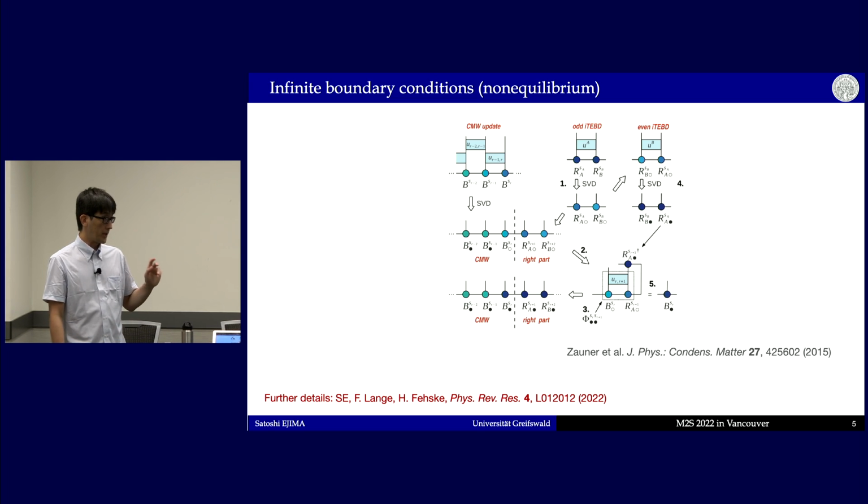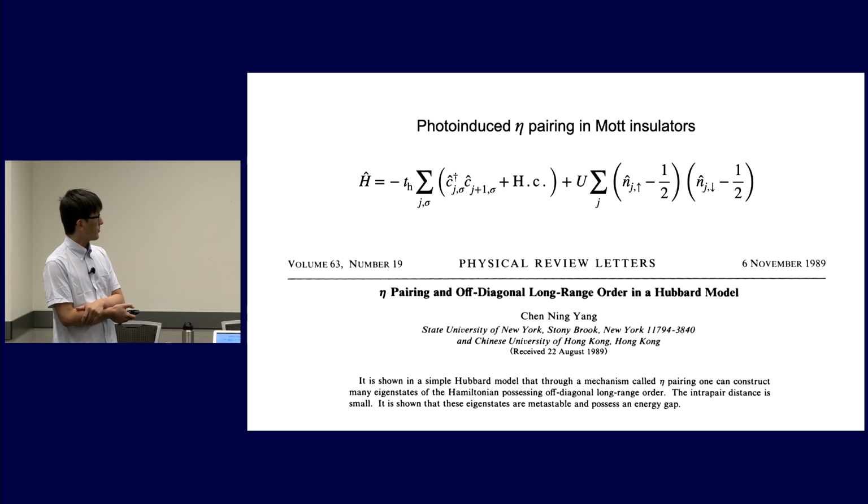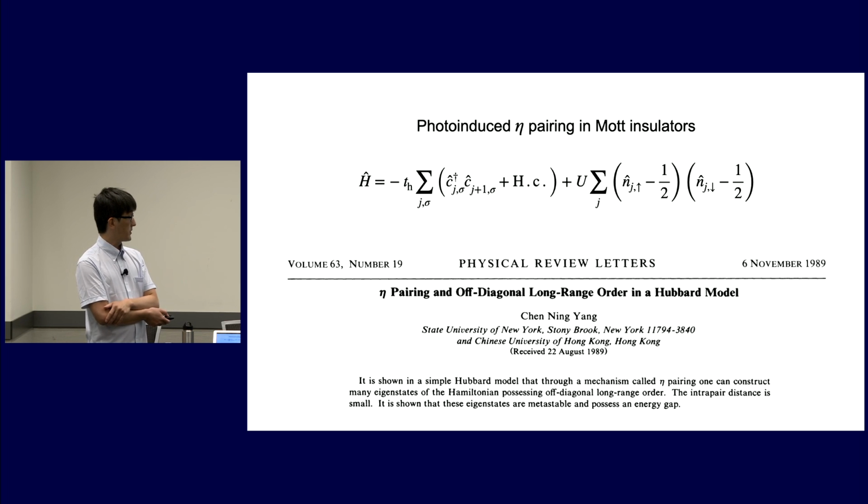Now we apply this technique to photo-induced eta-pairing states. Our target Hamiltonian is a simple Hubbard model. And the question might be, what is eta pairing? Eta pairing was suggested by C. N. Yang in 1989, and it possesses pair density wave-like off-diagonal long-range order, and constructs exact eigenstates of the Hamiltonian.